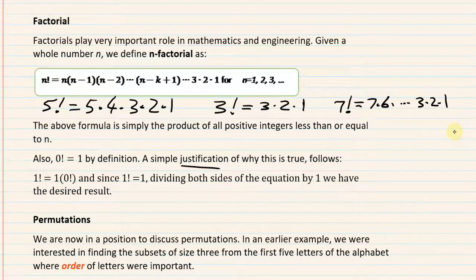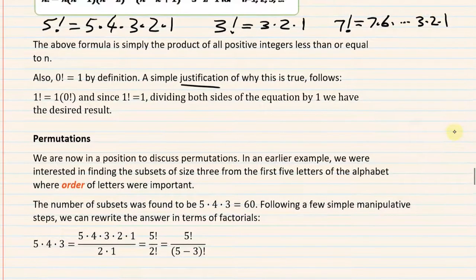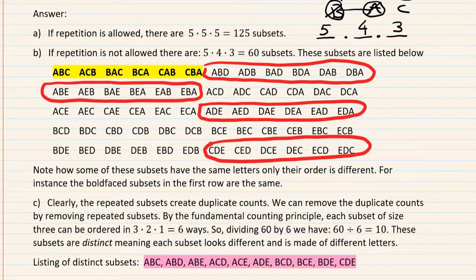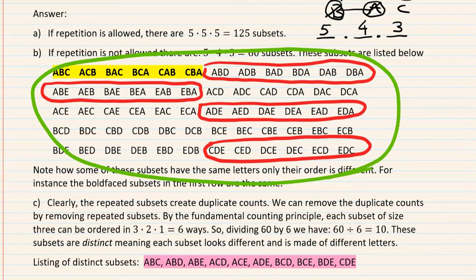Okay. Now let's think about permutations. When we look at subgroups or ordering of items in a group, where order is important, the keyword here is order. If order matters, we can actually think of that as a permutation. Now, in the example above, remember for the letters of the alphabet, where order mattered, we had 60 subsets of size 3.